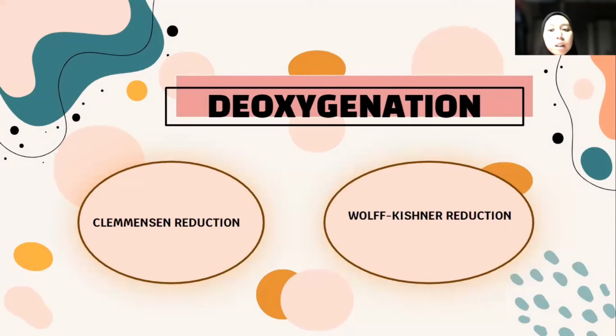For deoxygenation, it is the reduction of C double bond O to CH2. There are two methods used, which are Clemmensen reduction and Wolff-Kishner reduction. For Clemmensen reduction, the molecule is stable in hot acid, while for the Wolff-Kishner reduction, the molecule is stable in strong base.